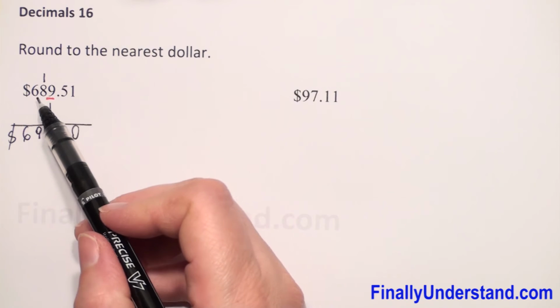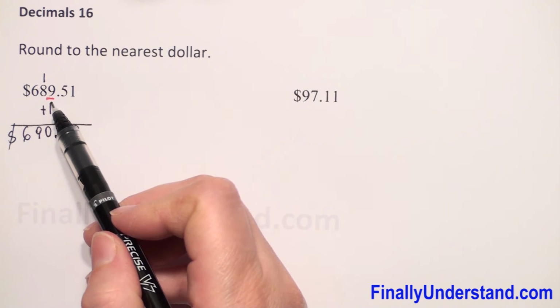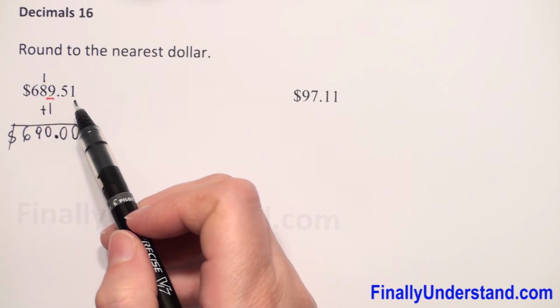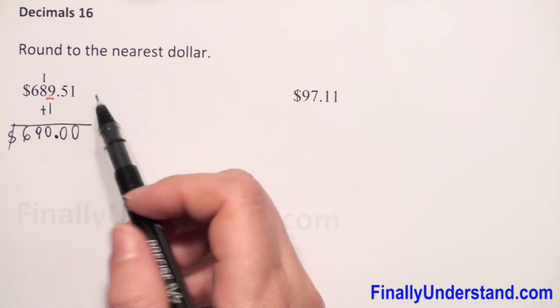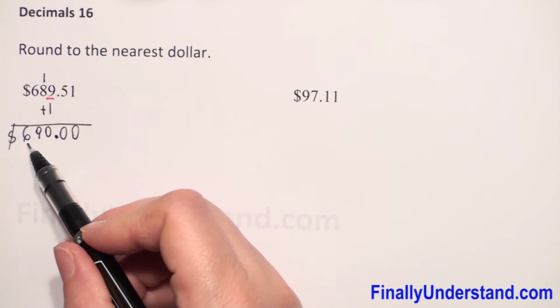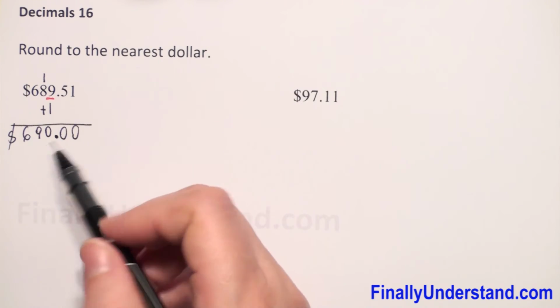What do we get? $689.51 rounded to the nearest dollar is $690.